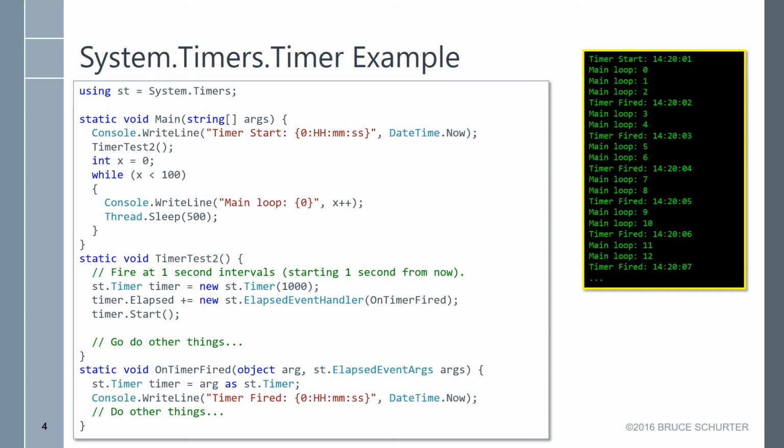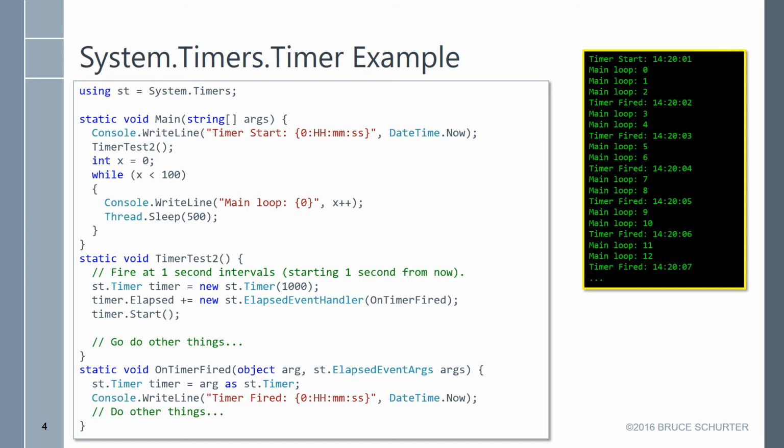Very similar to the previous example, we're going to loop 100 times and sleep a half a second at each iteration of the main loop. Notice here we call TimerTest2 to start the timer, and within there we say st.Timer timer equals new st.Timer 1000. What this means is we will start the timer in 1 second, and then we will have an interval for every second thereafter.